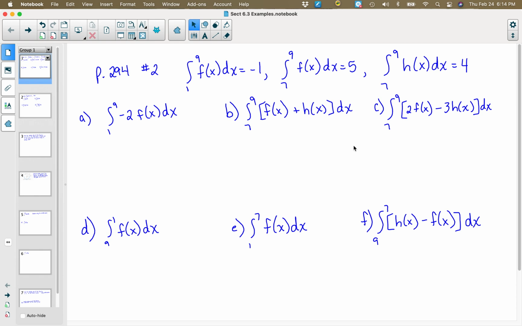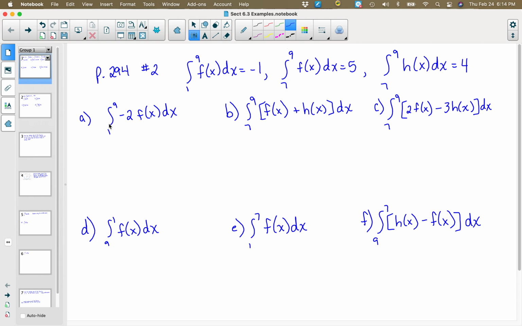Right, so I wanted to do some examples from section 6.3. I'm going to start with number 2 on page 294, using the different rules that I showed in the PowerPoint video. If we're wanting to integrate, these are all given up here at the top. So we don't know what the function is. We don't know f of x, we don't know h of x, we just know this information.